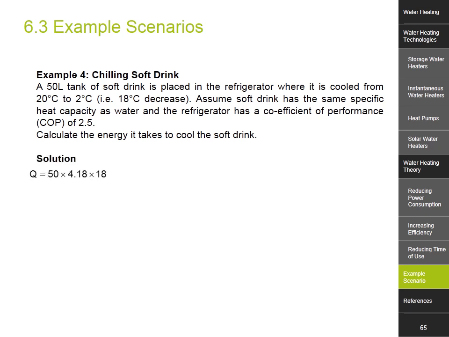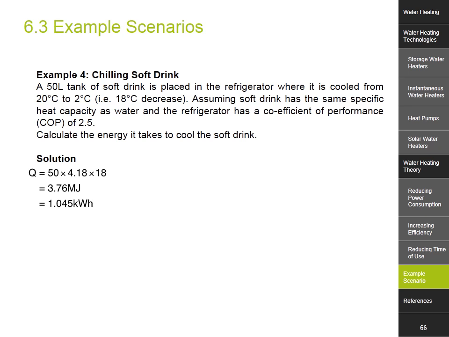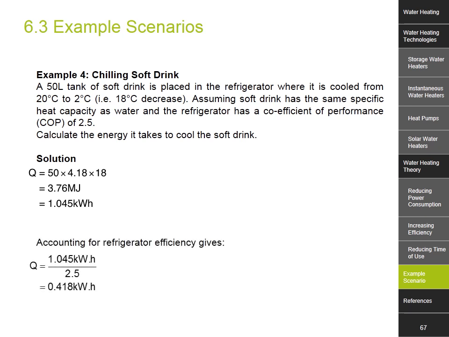The total energy equals a 50 kilogram mass of water multiplied by 4.18 kilojoules per kilogram degrees Celsius, and again by a temperature change of 18 degrees Celsius. The total energy will equal 3.76 megajoules, which, divided by 3.6 megajoules per kilowatt hour, is 1.045 kilowatt hours. To account for the efficiency of the refrigerator, divide this number by the COP, which equals 0.418 kilowatt hours.